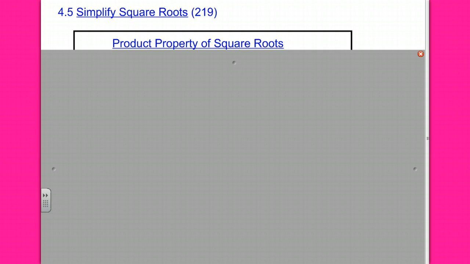So, the product property of square roots. Product means what operation? Multiplication. We're multiplying square roots together today, and we are going to find out how we need to write the answer. We need to write our answers in math, usually in simplified form. So we're going to be using that today.